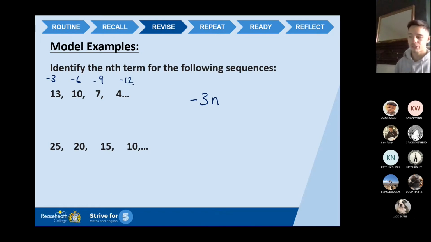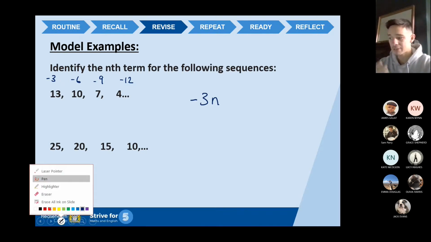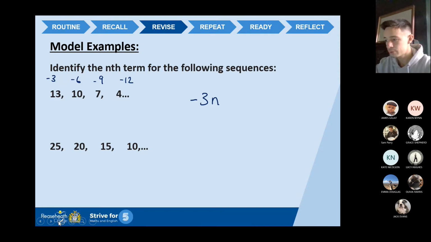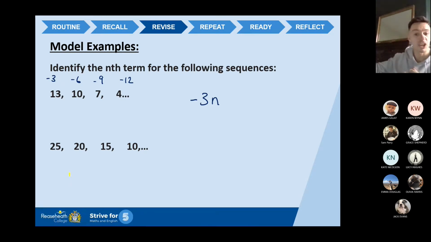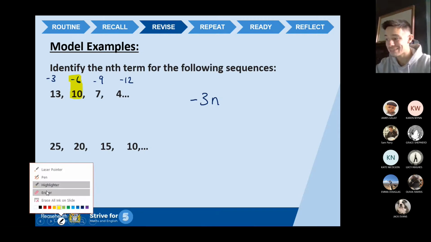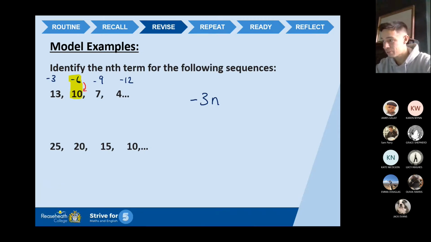Now, this is the challenge: how do I get from minus 3 up to 13? How do I get from minus 6 up to 10, et cetera, et cetera? Okay, now what I do is I pick 2 numbers that I think are quite nice. So I'm going to go for minus 6 and 10. How do I get from minus 6 up to 10? Well, to get from minus 6 to 0, I add 6. And to get from 0 up to 10, I add 10. So the total difference is 16. So I add 16.